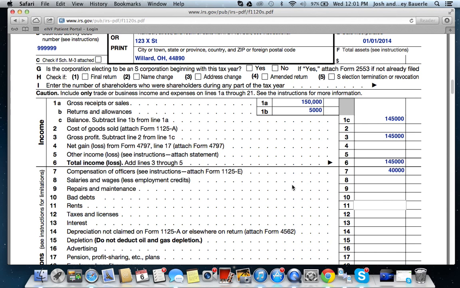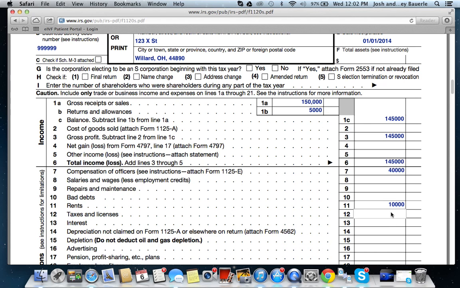Line 11 would be rents. So if you have an office space, anything that you rent, it could be machinery, equipment, or like a building or property. Okay, so that's going to go in line 11. Let's say you had $10,000 for the year in rent.